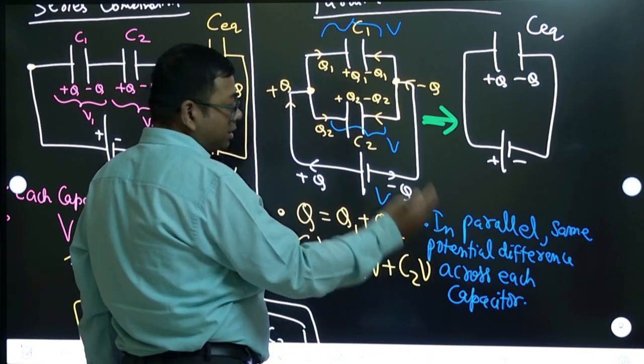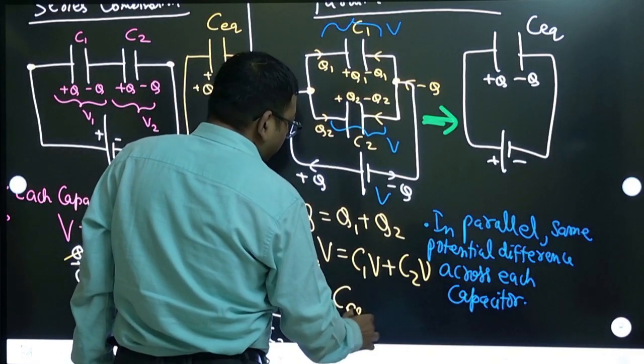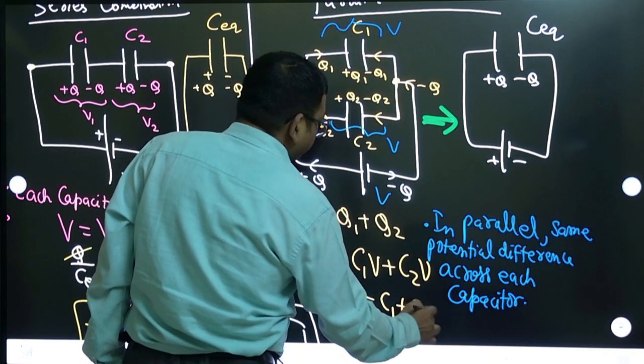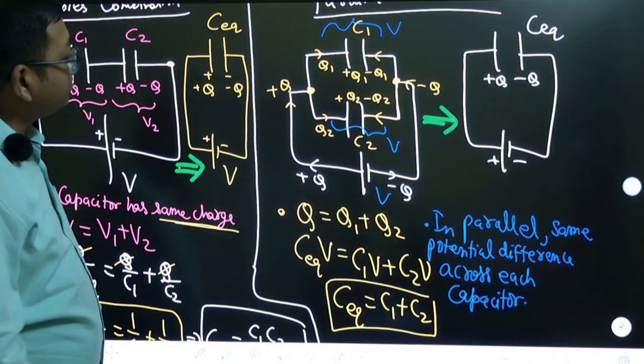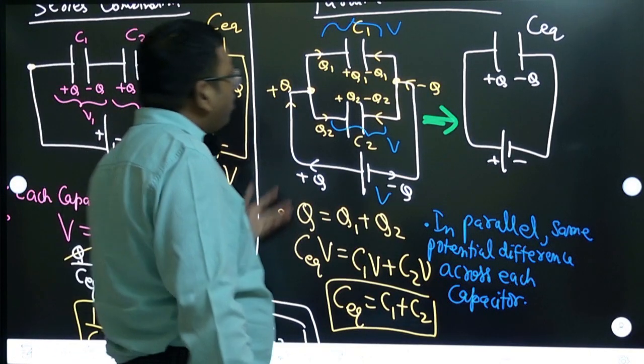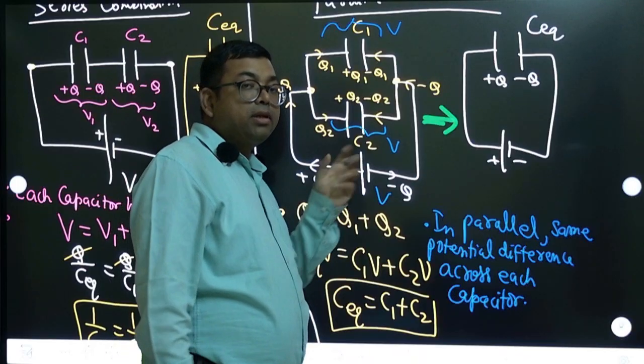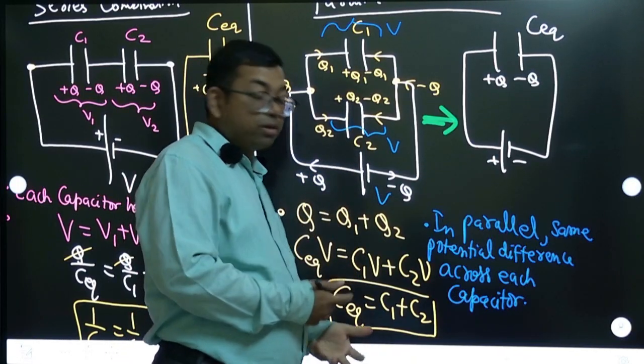So here voltages are the same, so they get cancelled. So you got this result, C equivalent is C1 plus C2. So in parallel, C equivalent will be C1 plus C2. Now as you asked, how much charge will go in the upper branch and how much charge will go in the lower branch, let us calculate that.